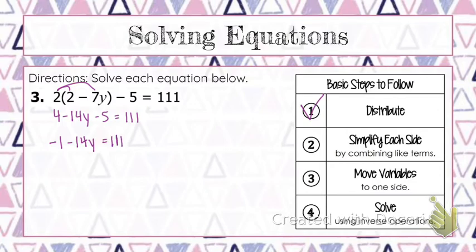And we want to get the y by itself, so we're going to add 1 to both sides. It gives us negative 14y equals 112. And then we're going to divide both sides by negative 14. That leaves us with y equals negative 8. And that's our answer.